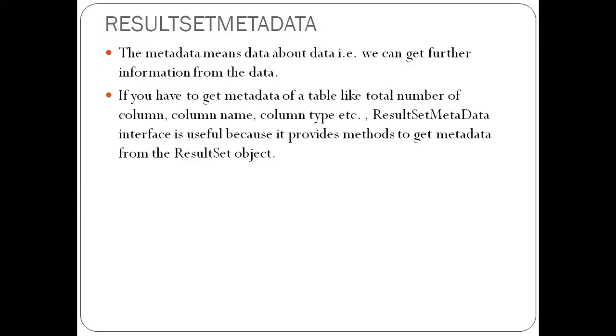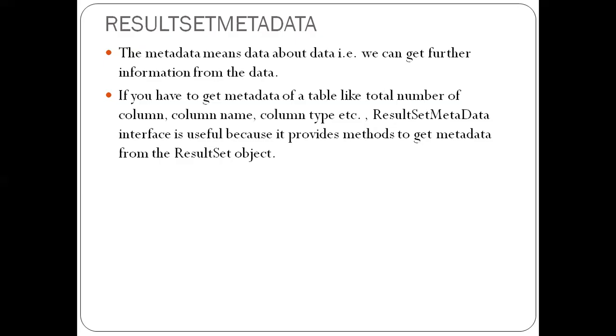Of the above three interfaces, the result set metadata and database metadata interfaces were given in JDBC 1.0, but the parameter metadata was given in JDBC 3.0. Now, what is result set metadata? Result set metadata interface is used to get the data about data stored in the result set object. By using this interface, we can find the column count, column type name, column name, and their sizes, etc.